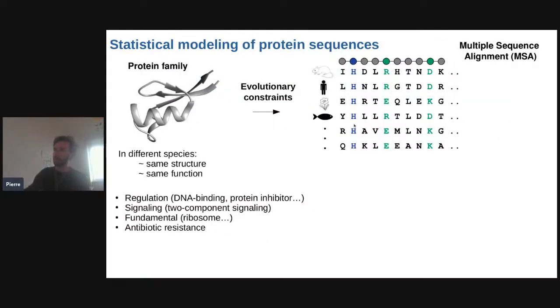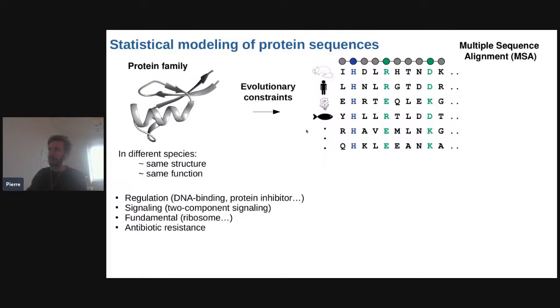The main idea here is that recently there have been a lot of developments in the statistical modeling of protein sequences. You can group homologous proteins that share a common ancestor into families. With some caveats, proteins in the same family have a very similar structure and a very similar biological function, which can be a lot of different things.